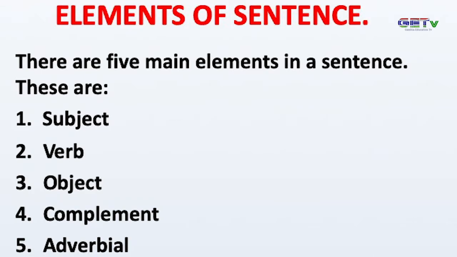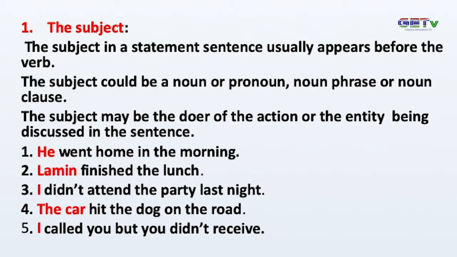Let's move on. We look at the first element here. The first element is the subject. The subject in a statement sentence usually appears before the verb. The subject could be a noun or pronoun, noun phrase, or noun clause. The subject may be the doer of the action or the entity being discussed in the sentence. This means that the subject does not do an action all the time. In certain sentences, the subject does not do any action. So let's look at the examples we have on the board.